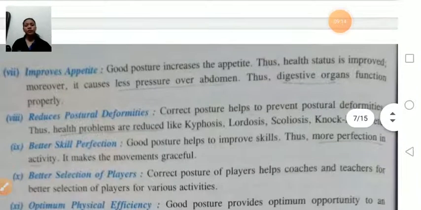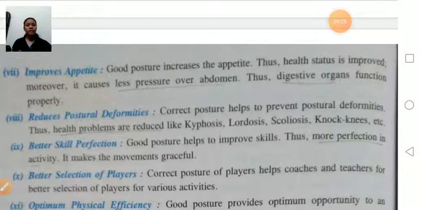Reduce posture deformity. Correct posture reduces posture deformities like lordosis, kyphosis, scoliosis, knock knee, etc. If we have good posture, then this type of health problem will be reduced.